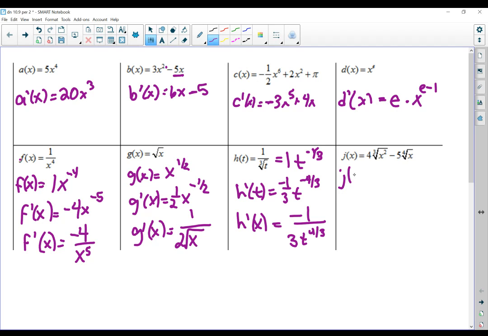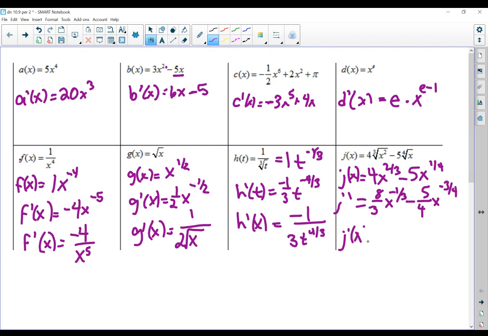Okay, moving right along, j of x. I'm going to rewrite this one. That's 4x to the 2/3 minus 5x to the 1/4, if I put it in exponential form. Now I can find j prime. Ooh, 4 times 2/3 is 8/3. X to the 2/3 minus 1, 2 minus 3 is negative 1. 5 times 1/4 is 5/4. 1 minus 4 is negative 3/4. So j prime of x is equal to 8 over 3x to the 1/3 minus 5 over 4x to the 3/4.